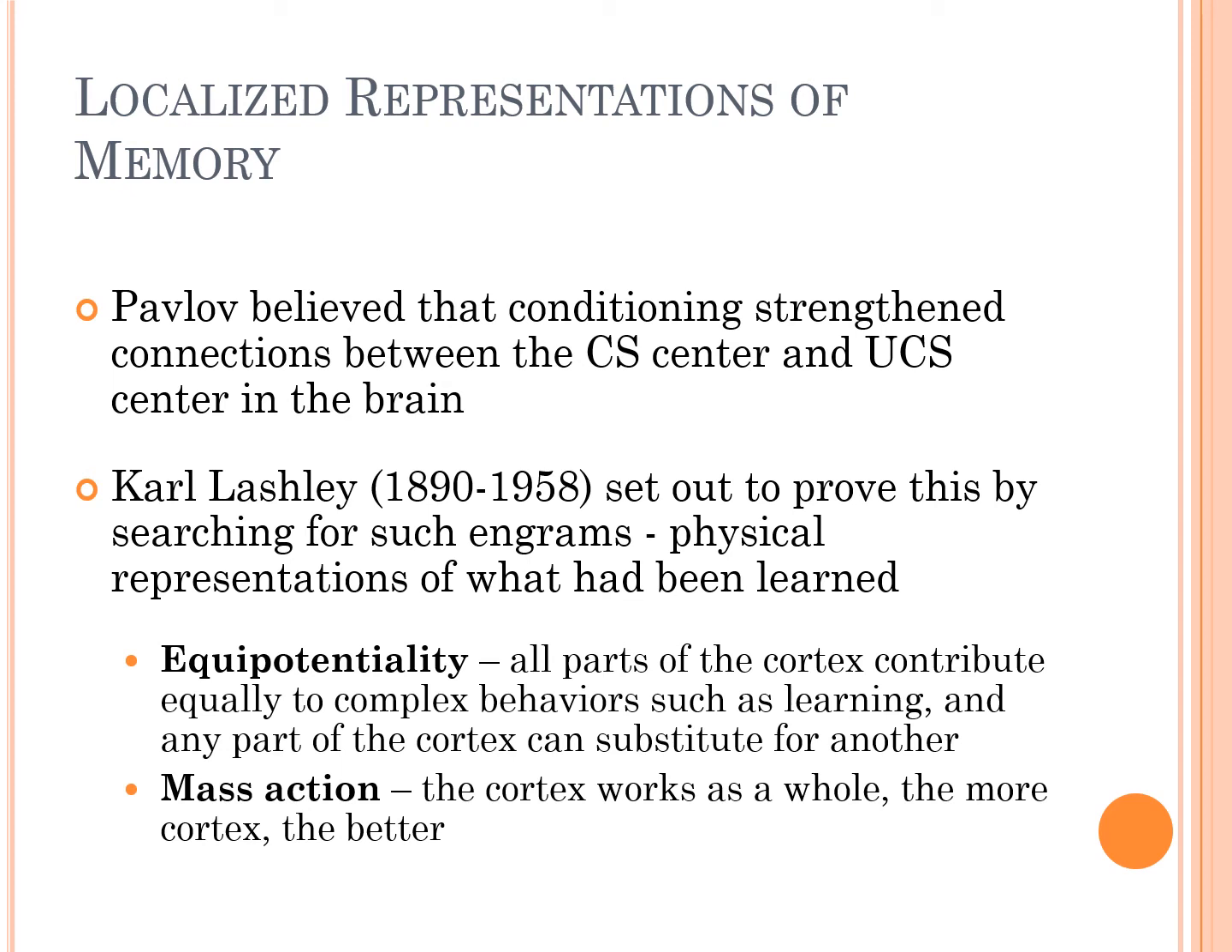And so one of the people who believed this and went in to look for those specific connections, or what he ended up calling the engrams, so physical representations of what had been learned, so the specific connections of where we could see this learning occur with changes in brain activity, was Karl Lashley. And he set out to prove this by searching for these engrams in the cerebral cortex, and he made several cuts in the cerebral cortex looking for these engrams. And I'm going to skip over some of the history here because it turns out this was not in the cerebral cortex at all. We're going to look for this in a different part of the brain.